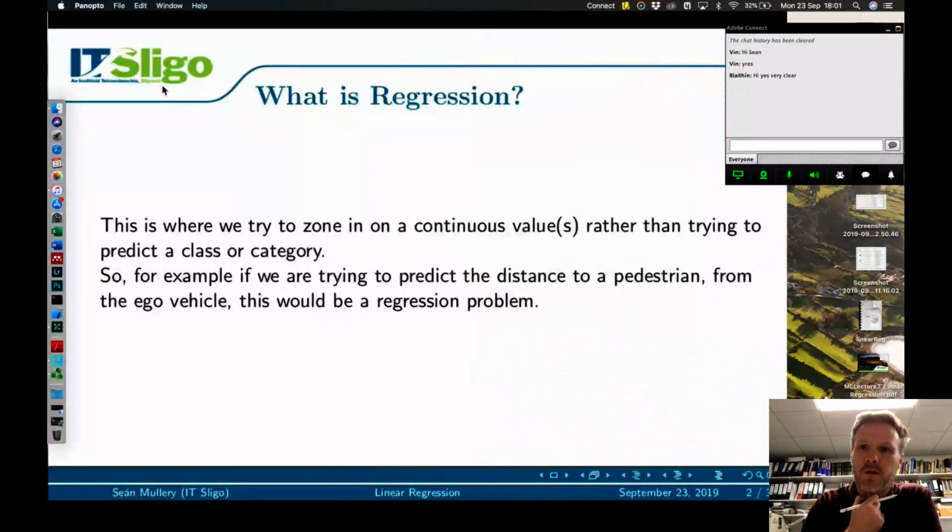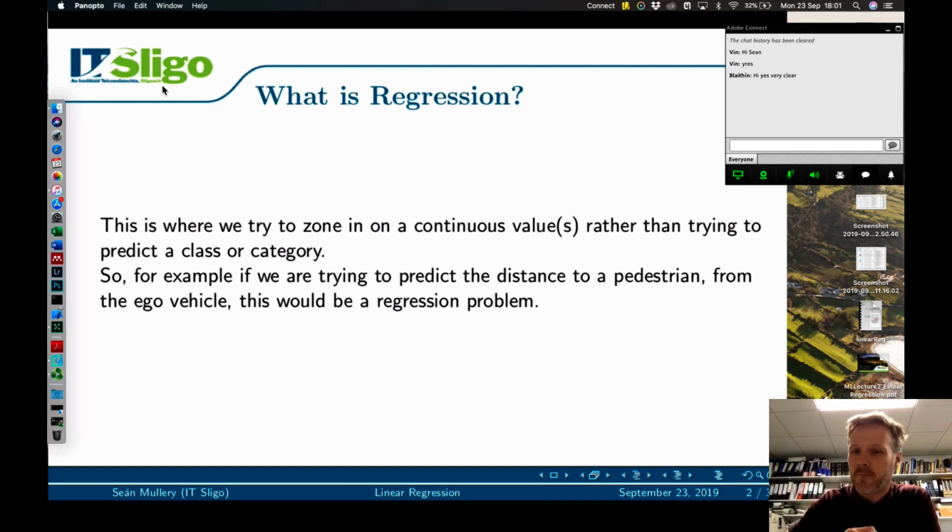Firstly, we maybe need to define what we mean by regression in case you haven't come across the term before. This is where we try to zone in on continuous values rather than trying to predict a class or a category. So rather than saying this is going to be category A or category B, we're trying to actually zone in on a value like 3.57 or something like that.